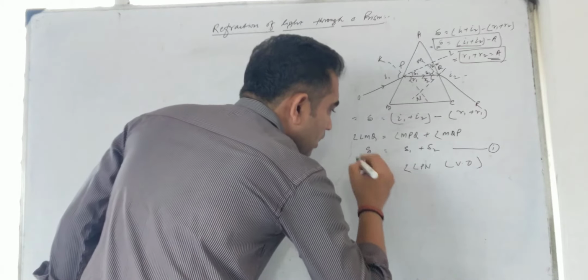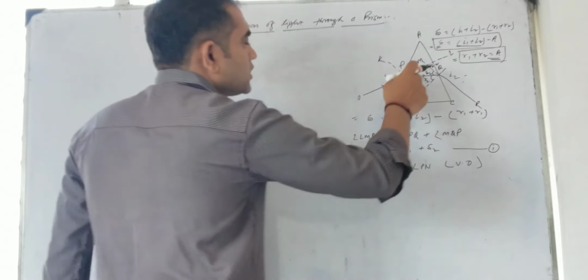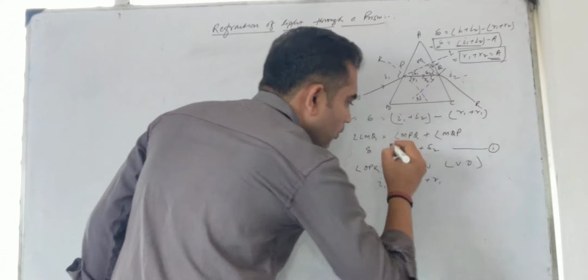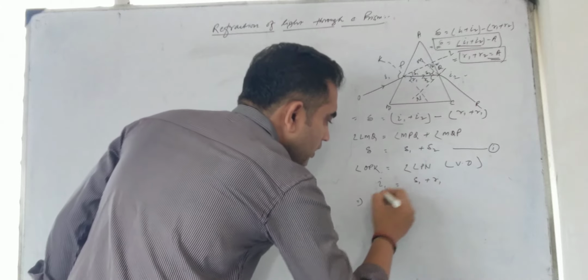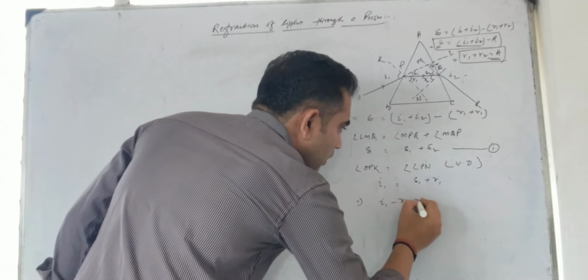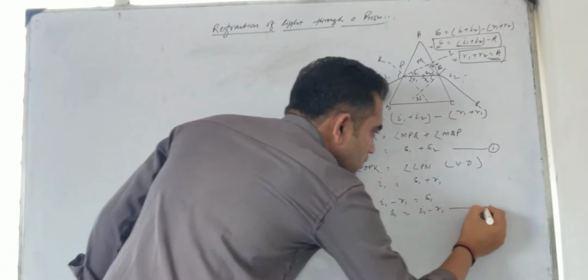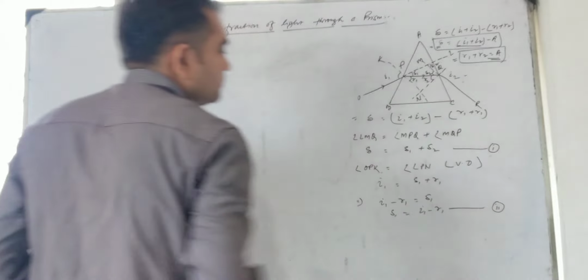So what is the value of this one? I1 equals del 1 plus R1, and from here I1 minus R1 equals del 1, or del 1 equals I1 minus R1. So this is equation 2.